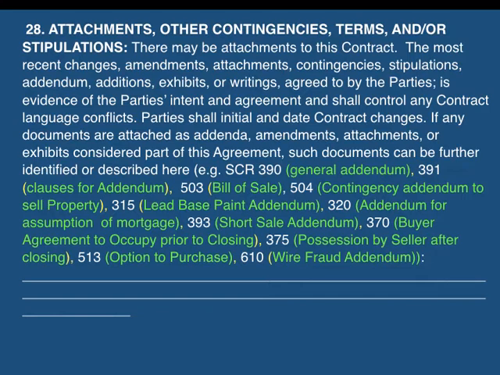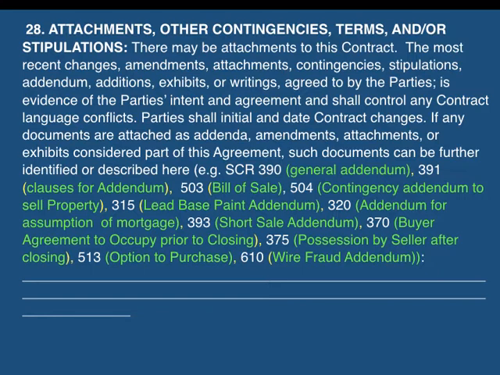If any documents are attached as addenda, amendments, attachments, or exhibits considered part of this agreement, such documents can be further identified or described here. And this is where you have lines to write down things that are attached to the contract. I have put in green on here the words for the numbers. The actual contract only has the numbers, like SCR 390. I just was helping you out here by putting what they were, like the general addendum for 390.